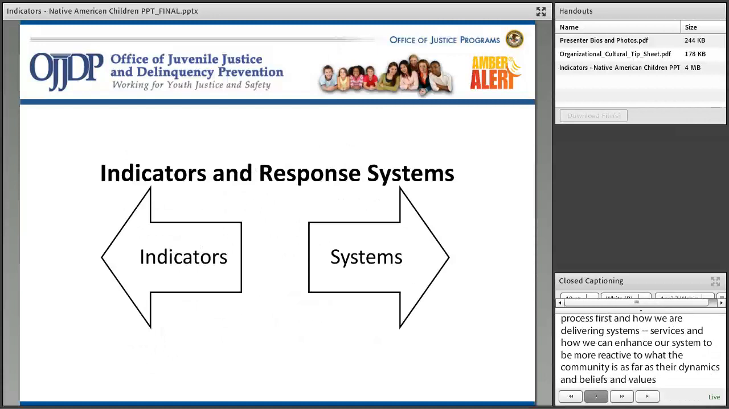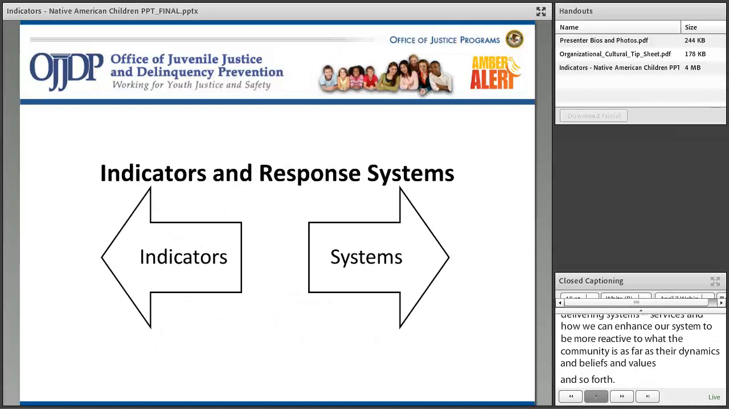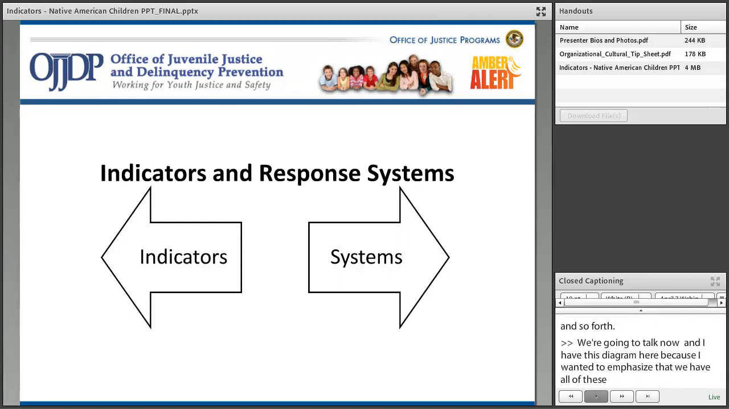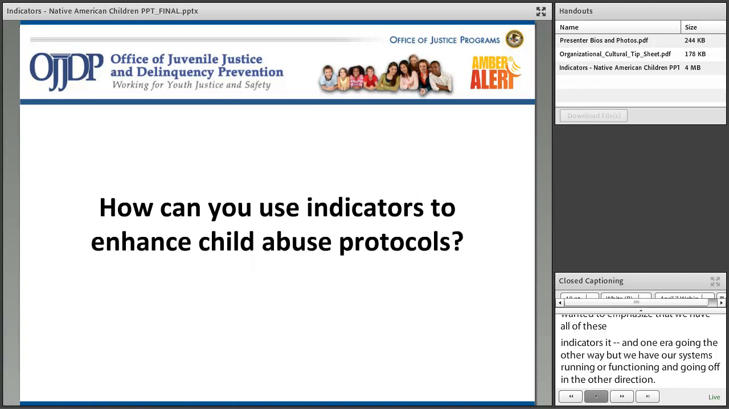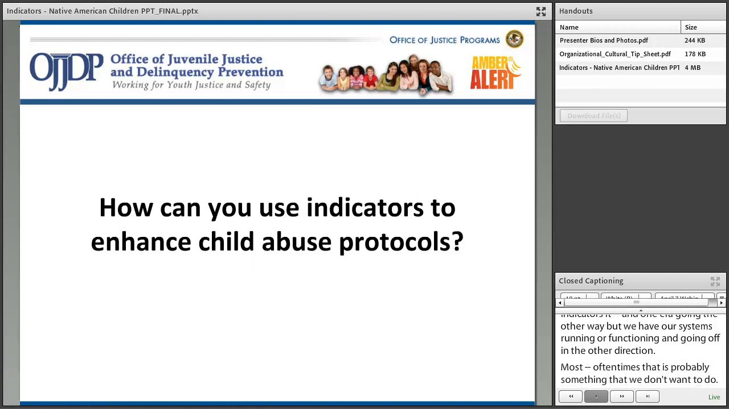Okay, so we're going to talk now, and I have this diagram here because I just wanted to emphasize that we have all of these indicators in one arrow going the other way, but we have our systems running or functioning and going off in the other direction. And oftentimes that's probably something that we don't want to do. So how can you use indicators to enhance child abuse protocols?